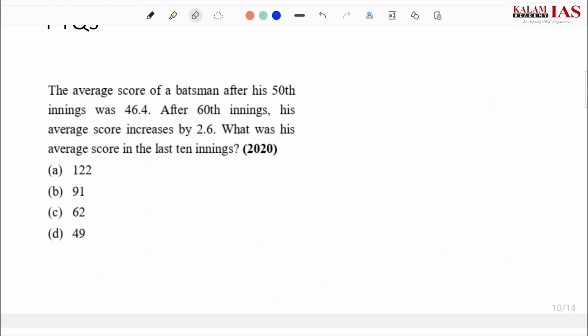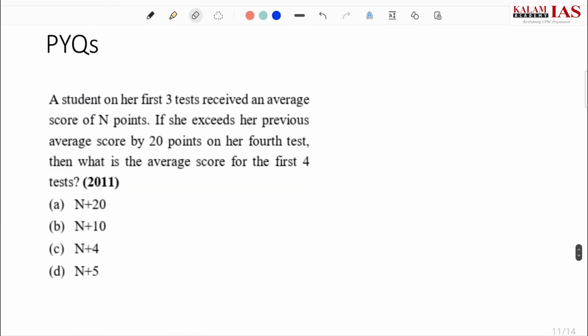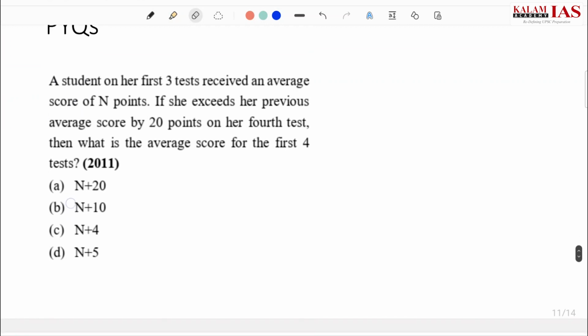Now let's attempt the next question. You have another 1 minute, try attempting it. It is a very easy question and then we will solve it.